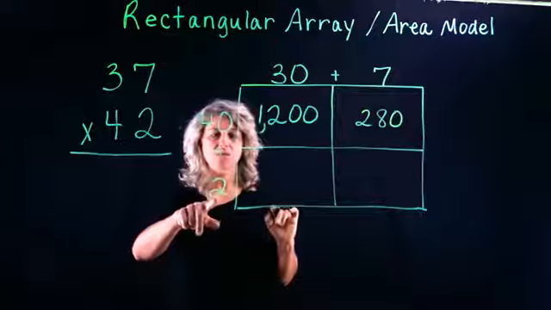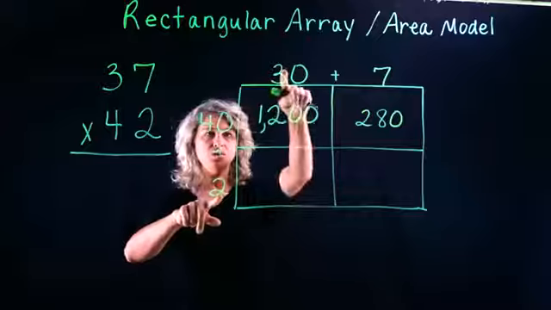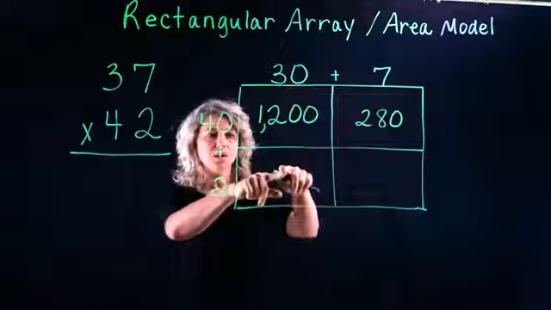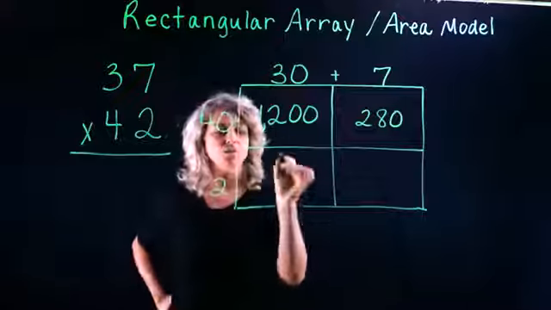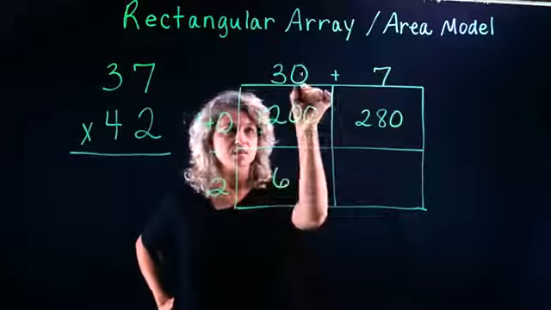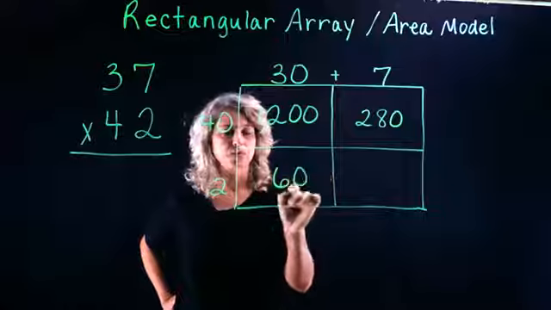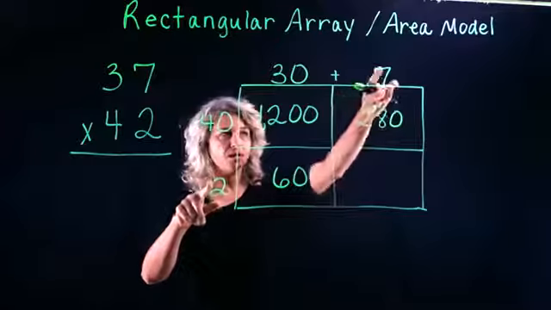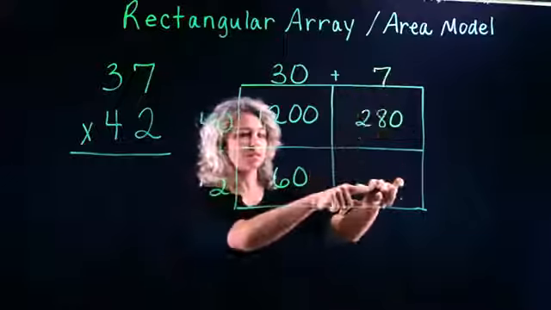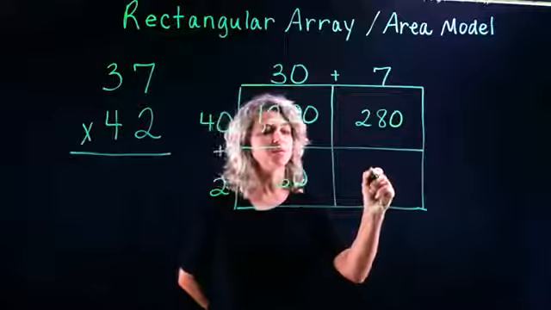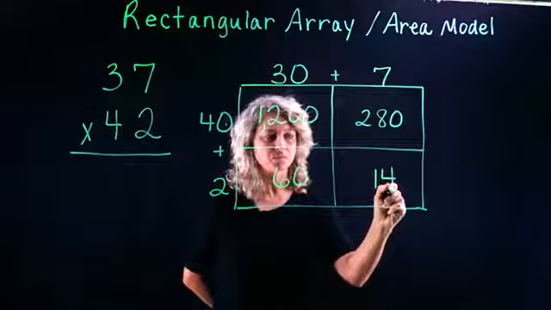All right, now move down to the 2. 2 times 30, 2 times 3 is 6. Add 1 zero for an answer of 60. And then the last box is 2 times 7, which is 14.